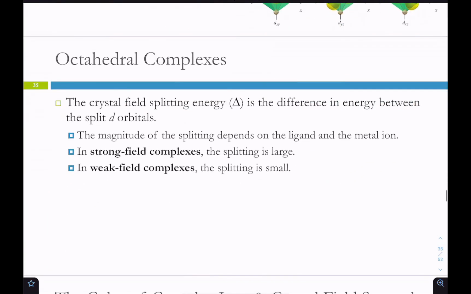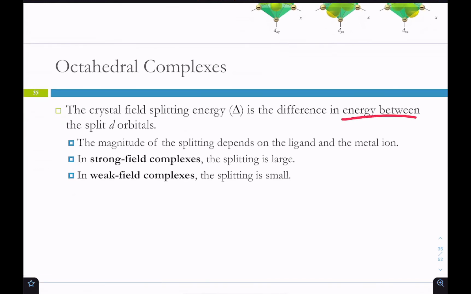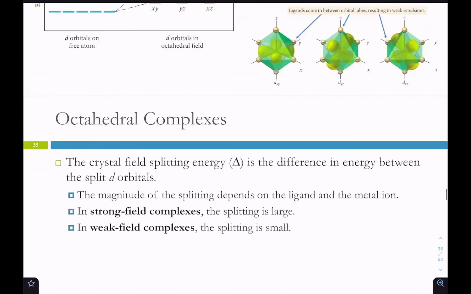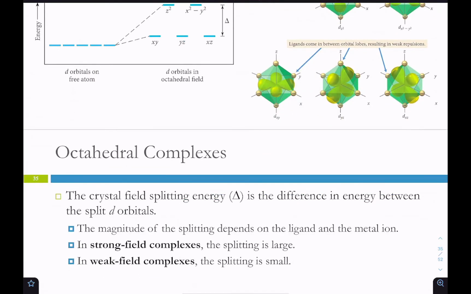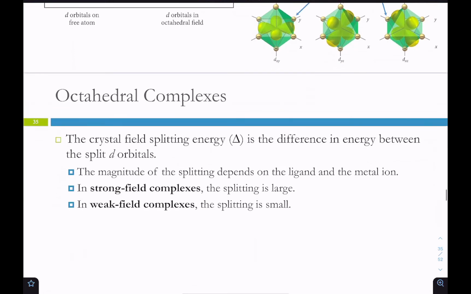All right, so this is called the crystal field splitting energy. And it's the difference between the energy of the d orbitals. Right? So how much these 2 are split, that's what the crystal field splitting energy is. So anything that makes it harder to get into those d orbitals is going to increase the splitting. It's going to take more energy to get into these already sort of negatively charged orbitals.